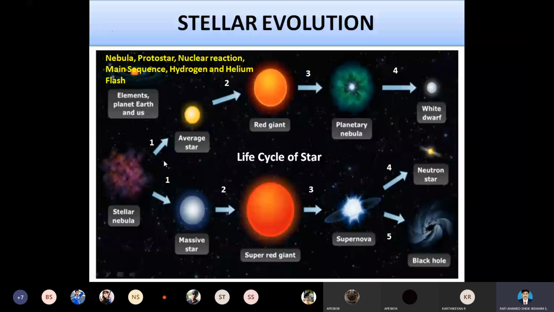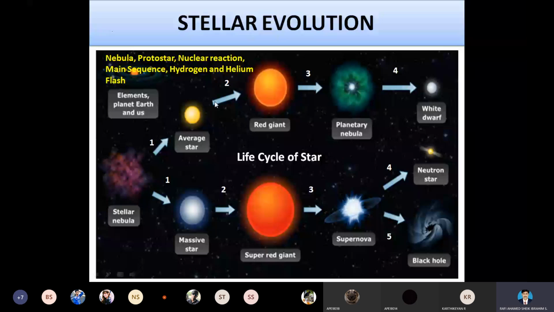We are going to consider two types of mass: one average, that is low mass, and the second a huge, massive mass. We are going to start with the low mass. Here I have given the stages: stage number 1, 2, 3, 4. For today's class, we are going to study these four stages, because we have taken only the low mass.